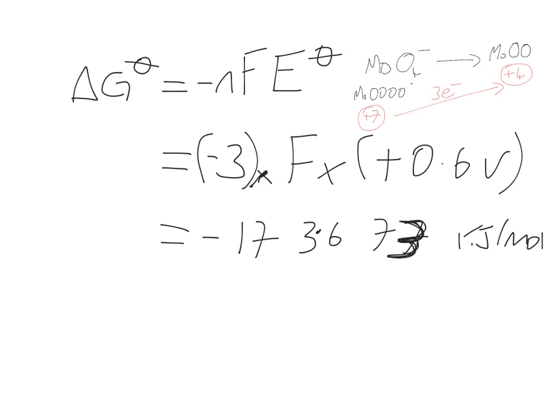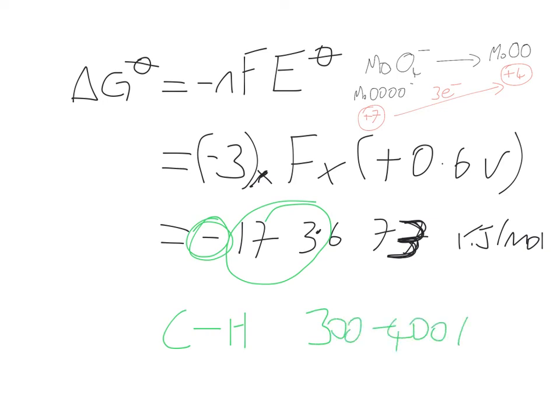And now we can comment upon this. This process is favourable. Going from the +7 state to the +4 state under standard conditions is favourable. And it's quite favourable. Look at that. So a good number to have in your head is a standard strength of a covalent bond. So a CH bond will vary in bond strength in different situations, but it's usually in the region of 300 to 400 kilojoules per mole.